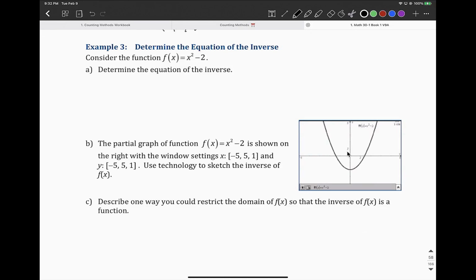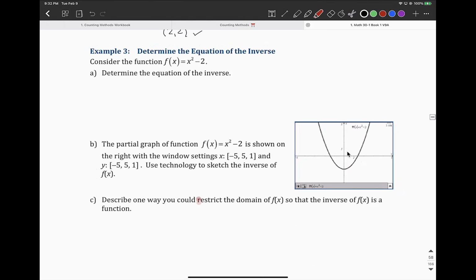Example 3 wants us to work with an equation of an inverse as well as restricting domain. This is a really interesting question, pretty specific to this Math 30-1 curriculum. It's the only course I've ever seen an interest in doing this kind of thing. So here's what ends up happening.